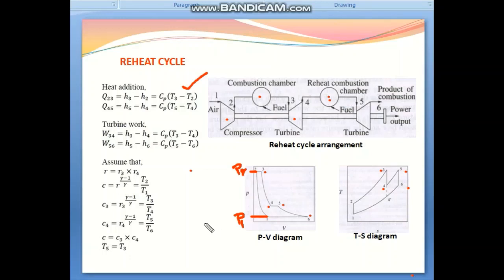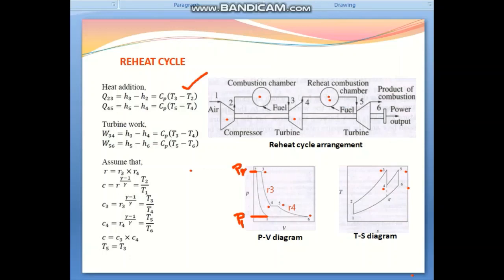So R is the ratio between P2 by P1, that is equal to R3 into R4. Now what is R3 and what is R4? The R3 and R4 values are also the pressure ratios in the expansion side. R3 is the value of P3 by P4. This is the P3 or P2 value.